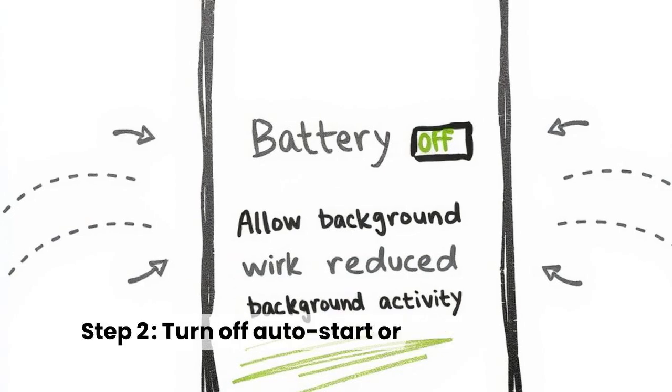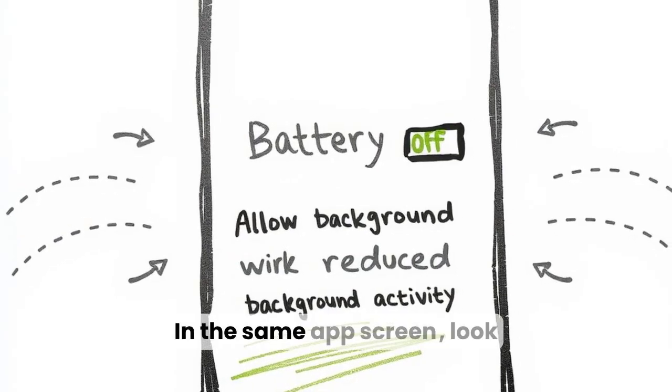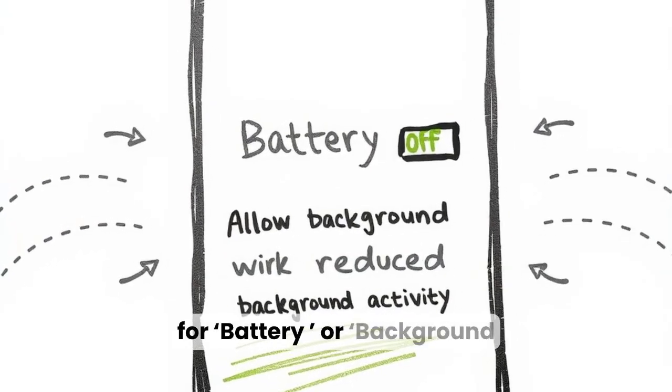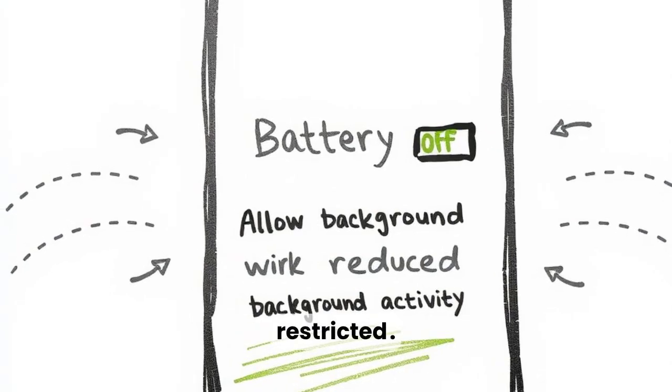Step 2. Turn off Auto Start or background activity. In the same app screen, look for battery or background usage and switch it to restricted.